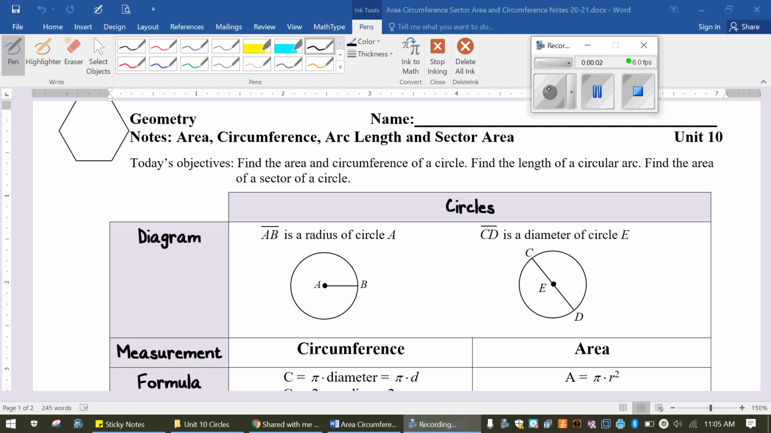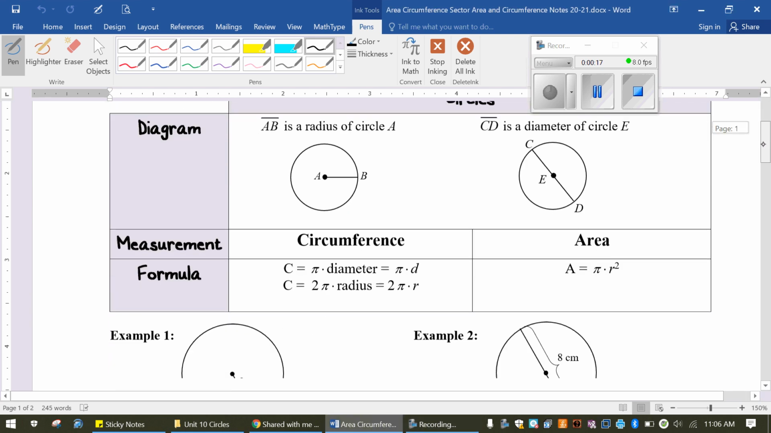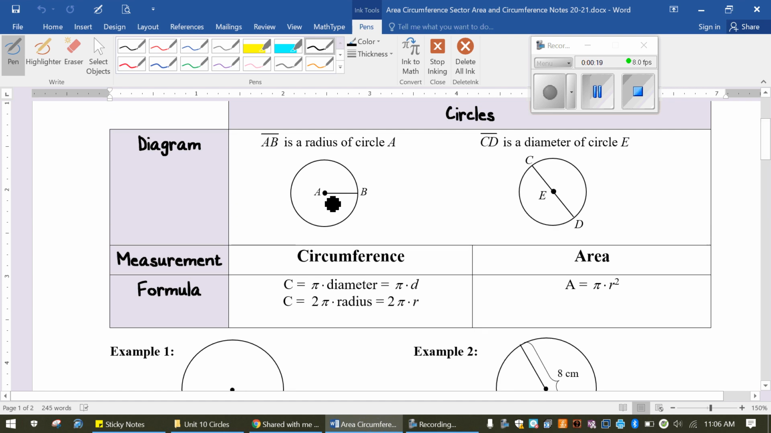Okay, today we're going to be talking about the area and circumference of a circle, and then the arc length and sector area of a section of a circle. So we've got two diagrams here. And on these diagrams, I have a radius marked because that's going to help you in the circumference formula.